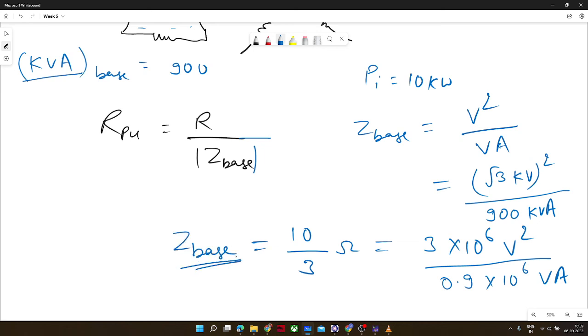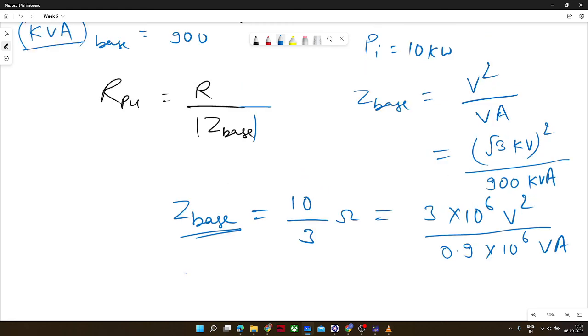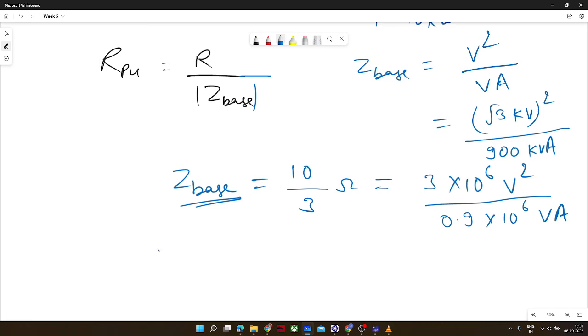Any doubt in this part? Since I am moving fast, I am expecting that you are getting it. If you have any doubt, you stop me in between. So the next task is to calculate R PU.